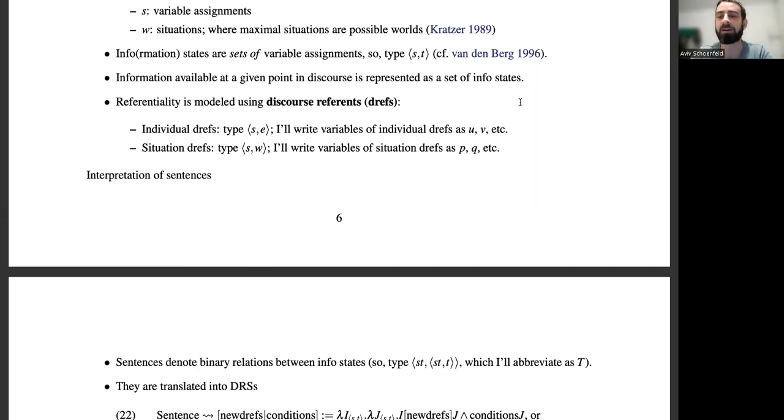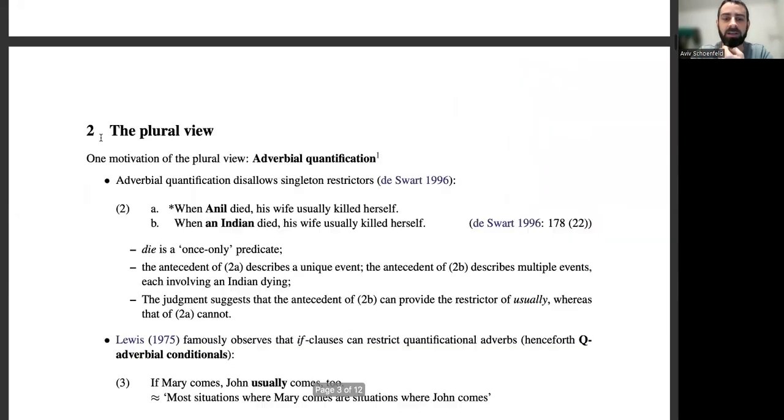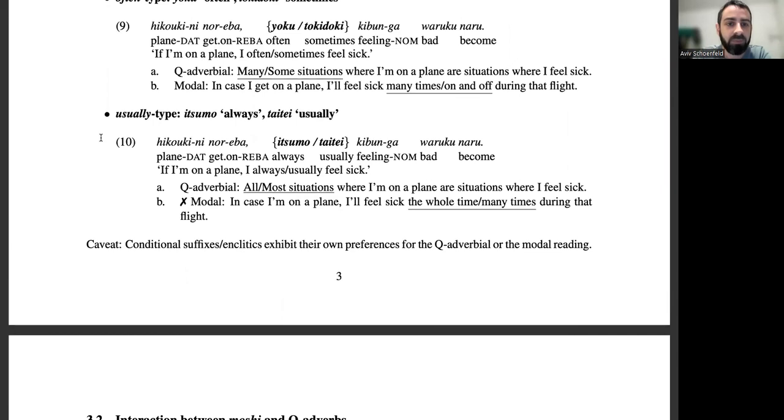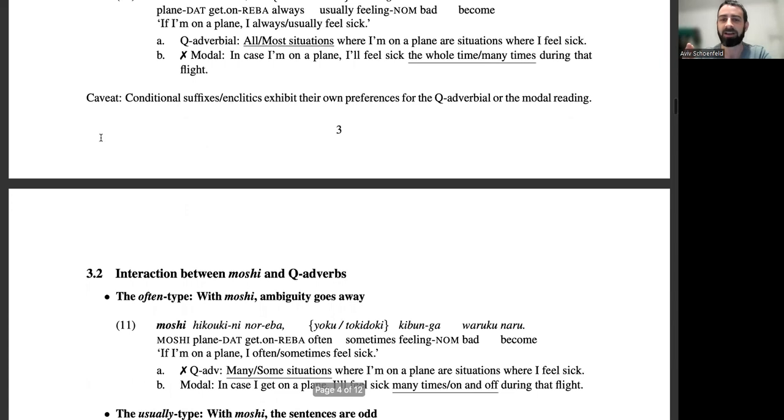Just a naive question based on 9 and 11. Okay. So 9 is ambiguous, and often and sometimes are interpretable as Q adverbials. You add moshi and this interpretation disappears. Yes.